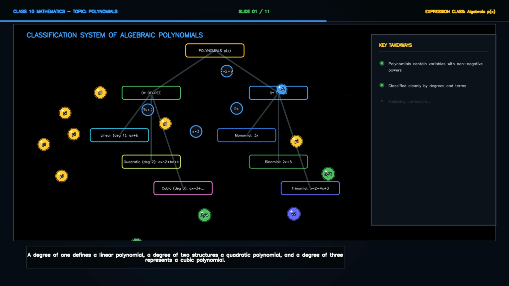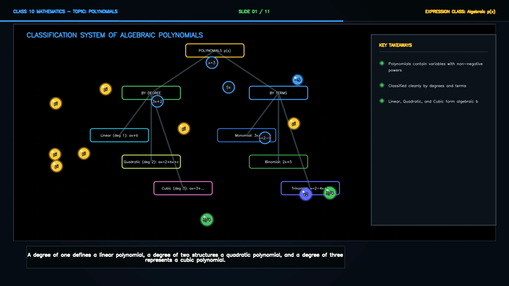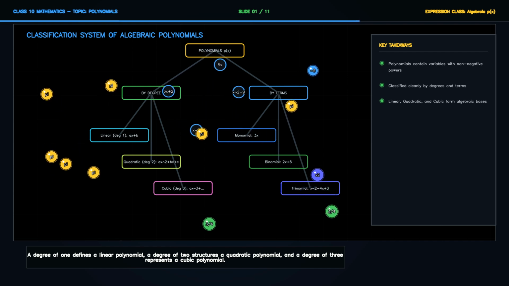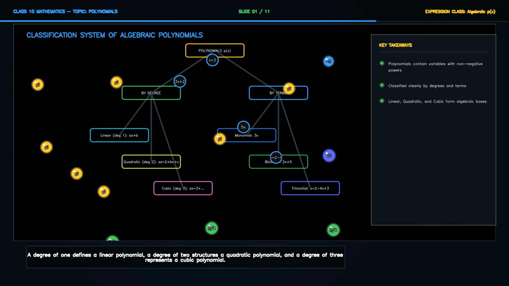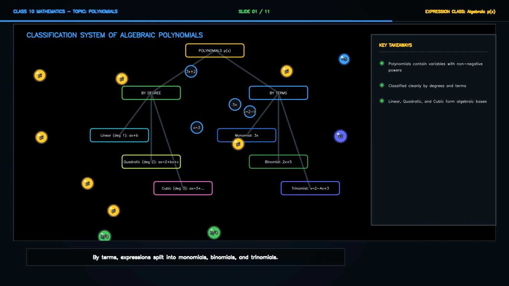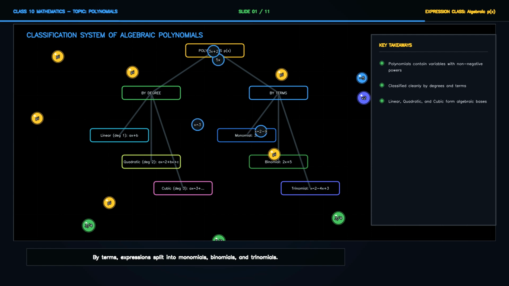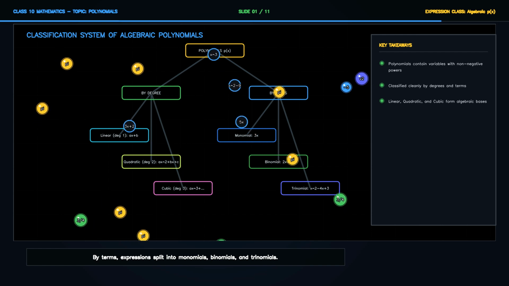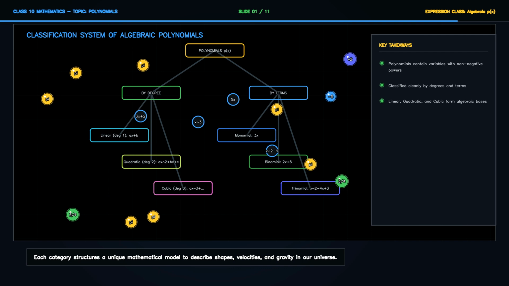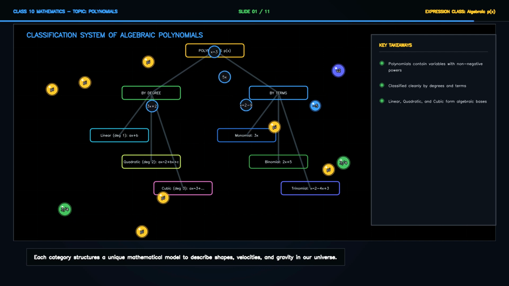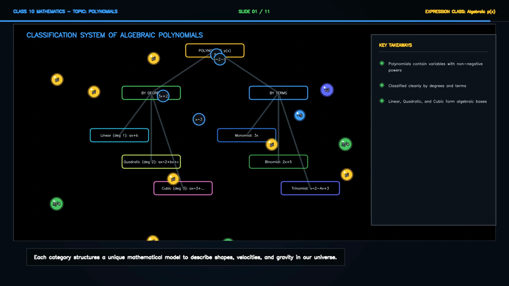A degree of 1 defines a linear polynomial, a degree of 2 structures a quadratic polynomial, and a degree of 3 represents a cubic polynomial. By terms, expressions split into monomials, binomials, and trinomials. Each category structures a unique mathematical model to describe shapes, velocities, and gravity in our universe.